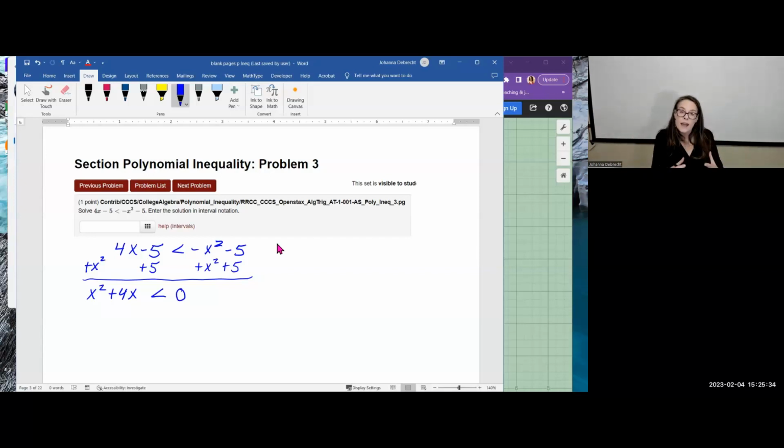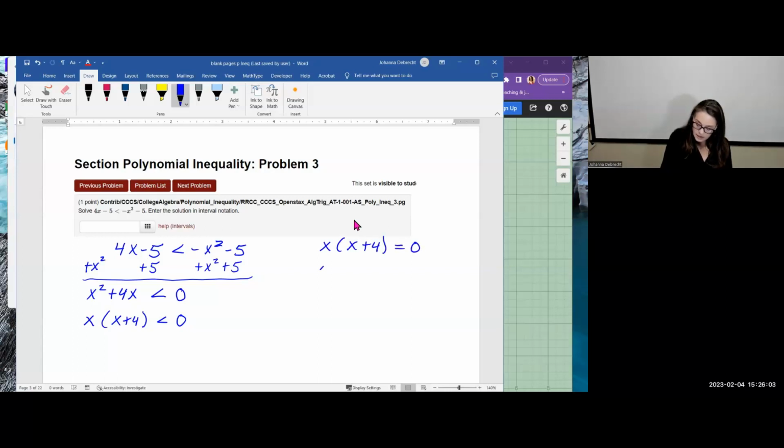Now I've got a quadratic expression, x squared plus 4x. So what I want to do is factor this. We've studied factoring before, so I'm going to factor it. So I have x and I have x plus 4, and this has to be less than 0. Now, I know that these factors are associated with solutions. If I were solving an equation like x plus 4 equals 0, then I would have x equals 0 or x plus 4 equals 0, in which case x would be negative 4.